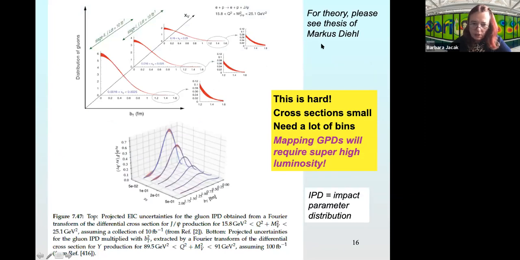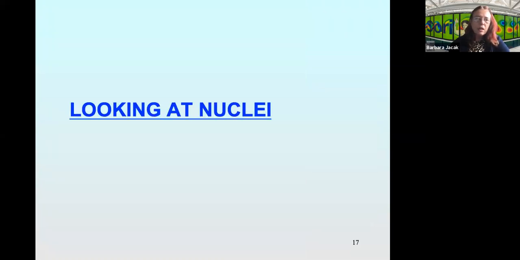For the theorists, which I know is most of you, the best place to look that I found is the thesis of Marcus Diehl. Have a look at that. It's nicely written. Measuring these is hard. The cross sections are small and you need a boatload of bins. And that's why mapping the GPDs will require very high luminosity.